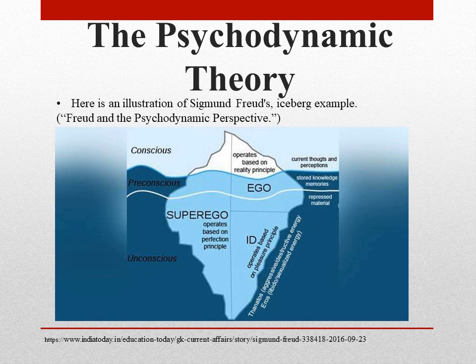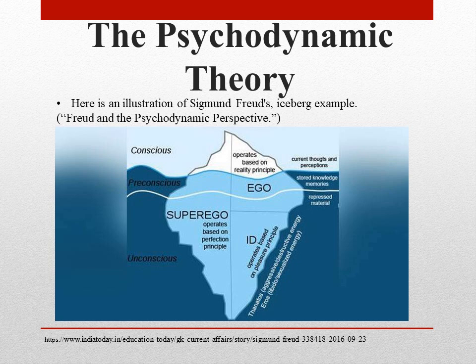On this slide, I have posted an illustration of Sigmund Freud's iceberg example. I really like this illustration because the iceberg is divided into three different parts, which are the ego, superego, and the id. It gives a brief explanation of each individual thing, and it also demonstrates which parts play a role in the conscious and the unconscious.